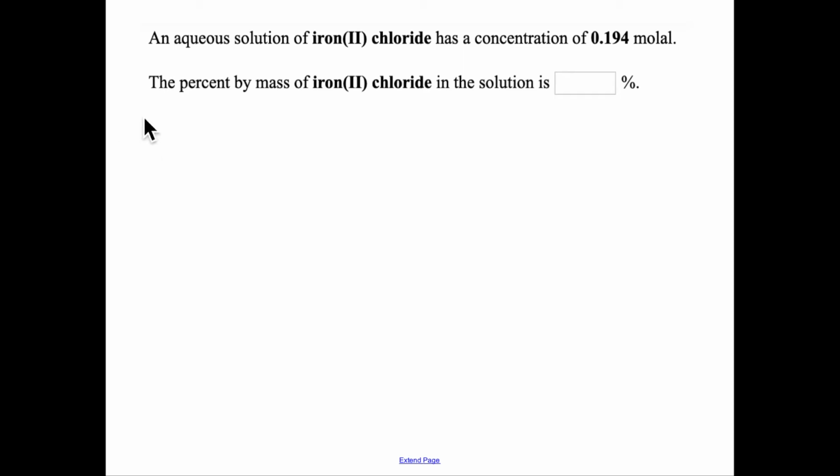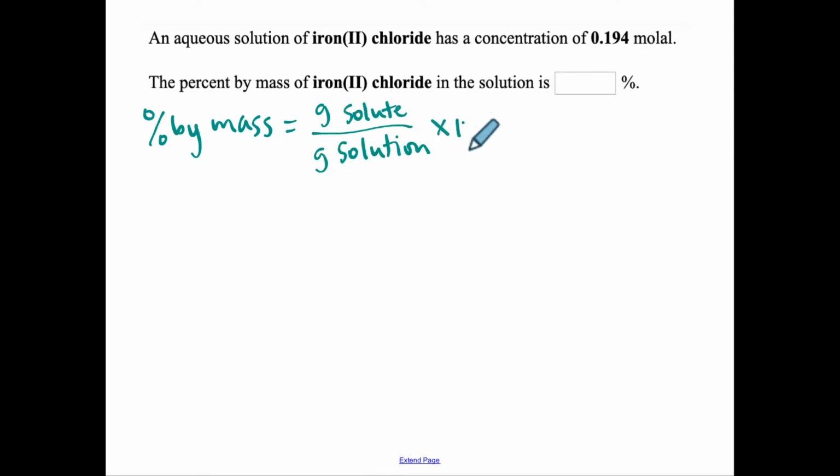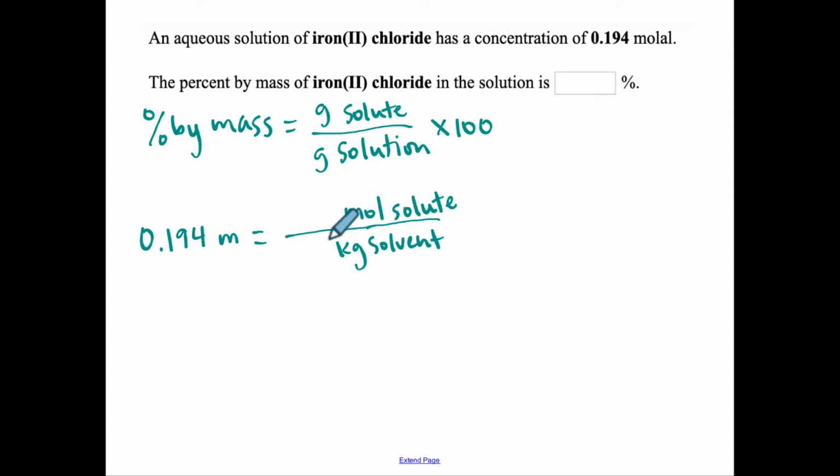Okay, for this problem, we're wanting to find the percent by mass. The formula for percent by mass is the grams of the solute divided by the grams of the whole solution times 100. And what we're given is that we have a 0.194 molal solution. The molality equation tells us that we have kilograms of the solvent and we have moles of the solute. Now, we don't have either one of these.